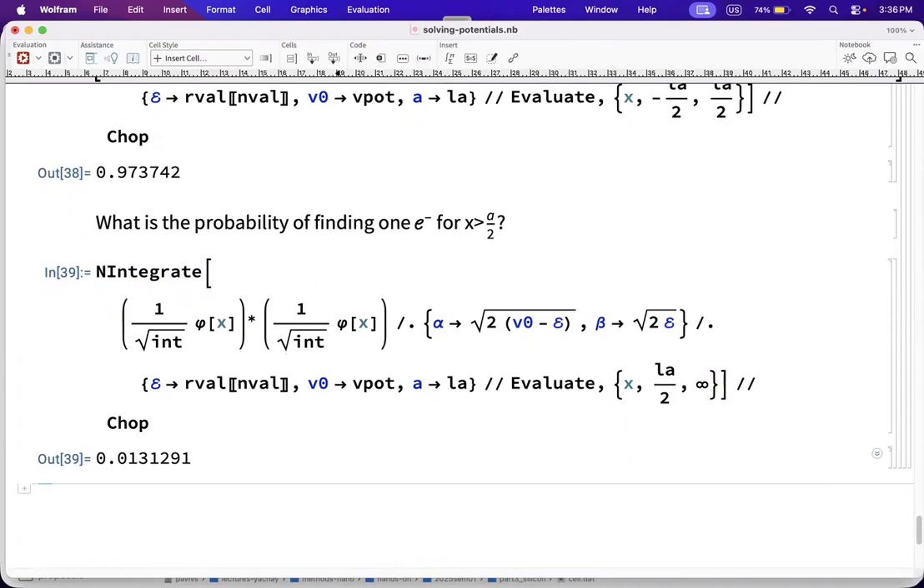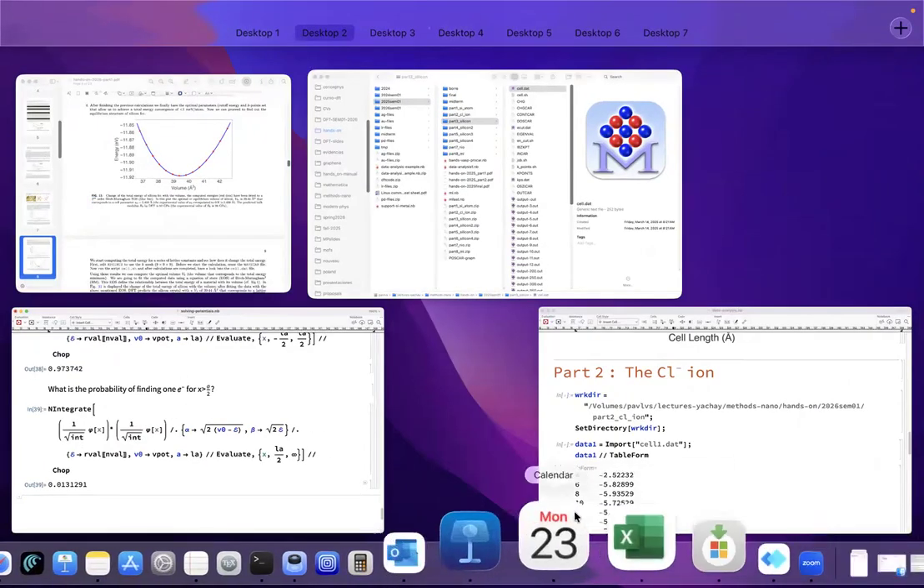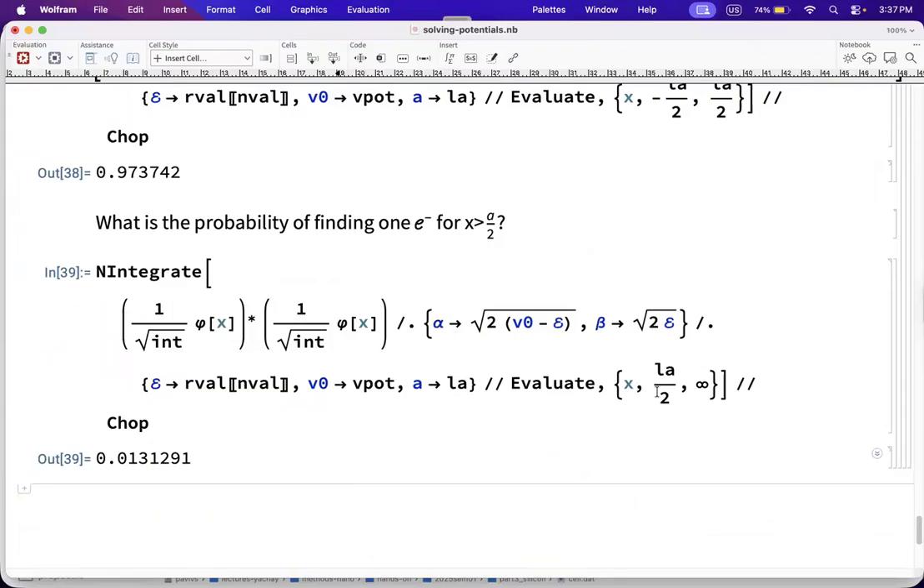And what will be the probability of finding the electron either here or here? It will be 2 times this value, right? Fine. So the probability of finding the electron outside of the well will be 2 times the value we copied there. Or you just add this integral from minus infinity to minus A over 2 plus this integral, right? So that will be the probability.